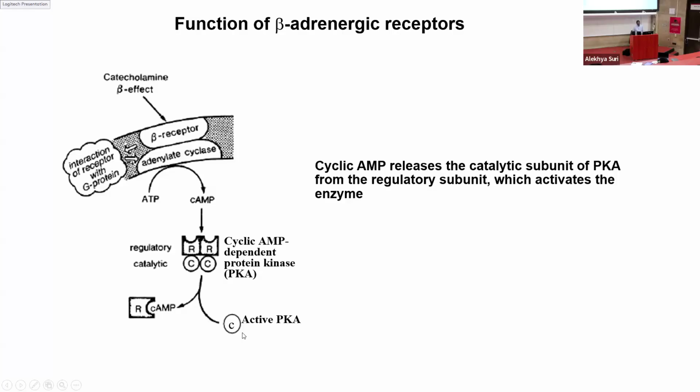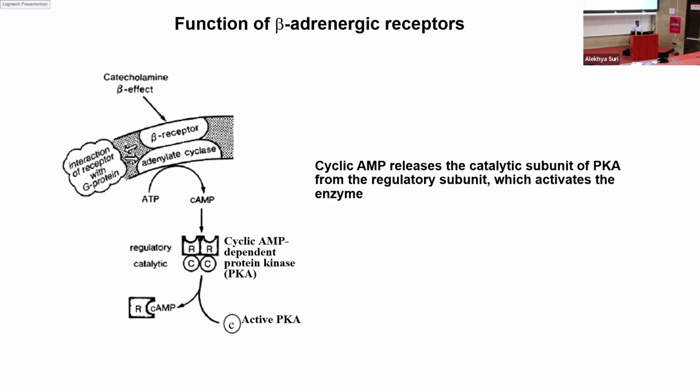PKA has a major role in cardiac contraction during catecholamine stimulation. So the cyclic AMP binds to protein kinase A, which has two regulatory subunits and two catalytic subunits. In the absence of cyclic AMP, the regulatory subunit binds to the catalytic subunits and it becomes inactive. Once the cyclic AMP binds, the regulatory subunit will detach from the catalytic subunit, and then the catalytic subunit is the active protein kinase A.